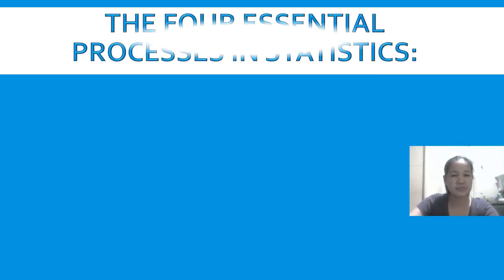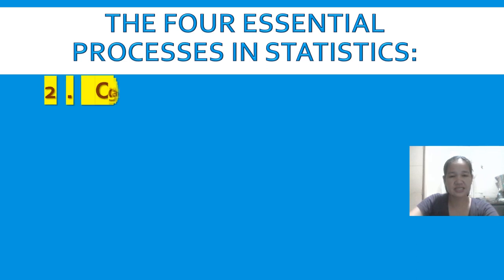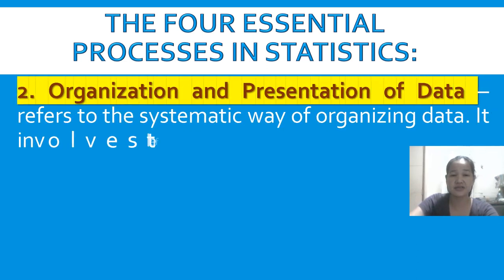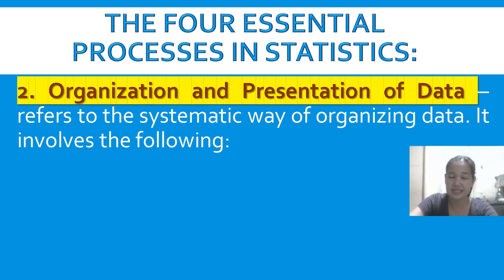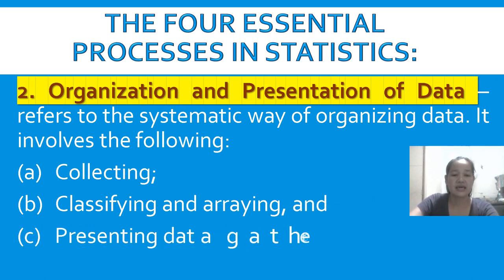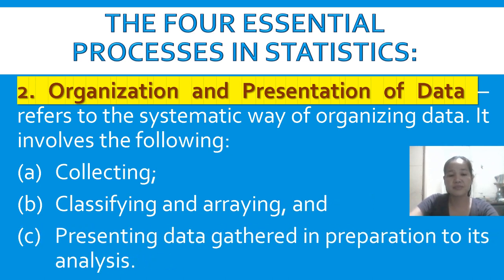The second essential process in statistics is the organization and presentation of data. This refers to the systematic way of organizing data, and it involves the following: collecting, classifying, arraying, and presenting data gathered in preparation for analysis.